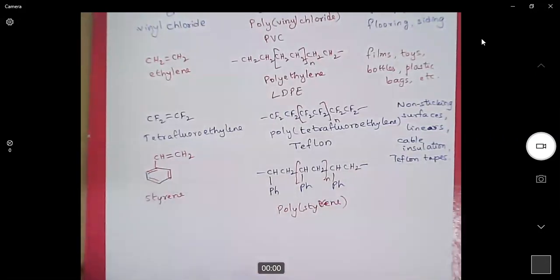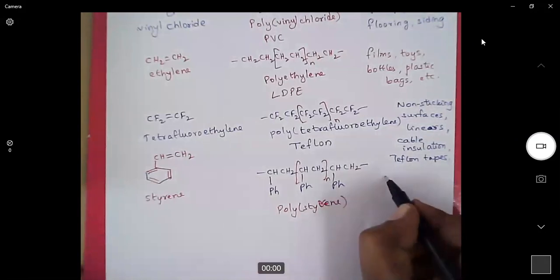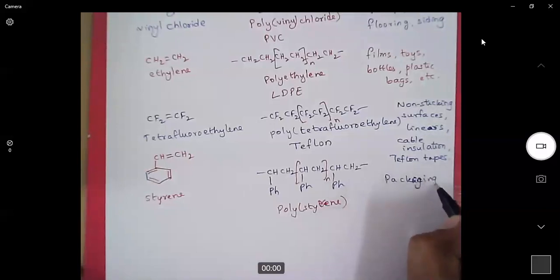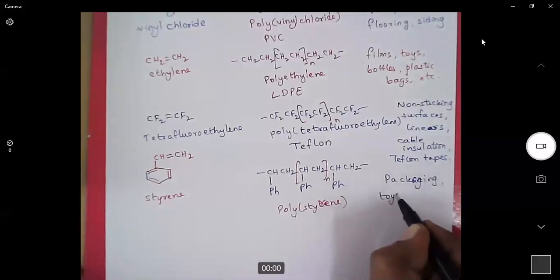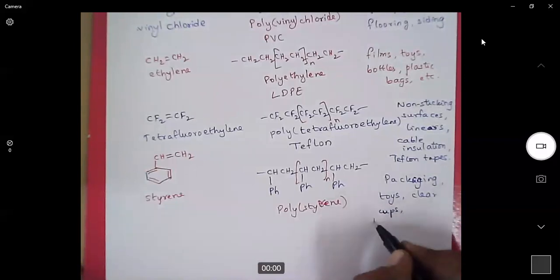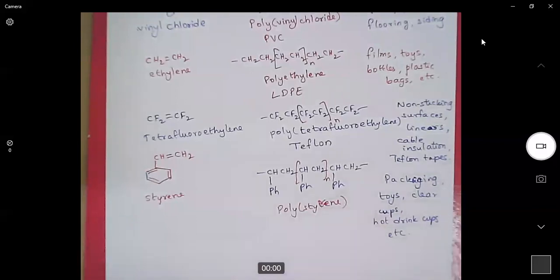If I say polystyrene, you may not recognize it, but when I say Styrofoam, you can easily remember this, right? It is used in packaging, toys, clear cups, that means transparent cups, hot drink cups, etc. There are many applications for polystyrene.